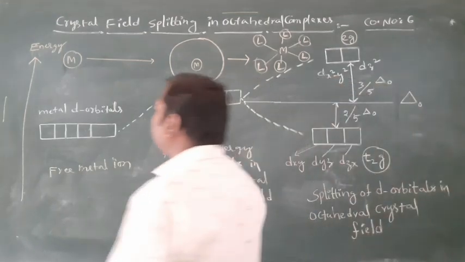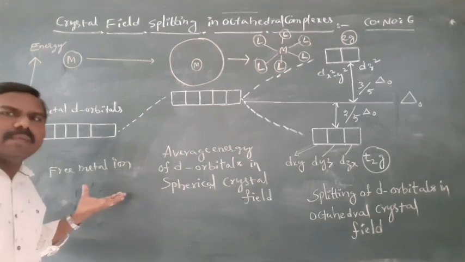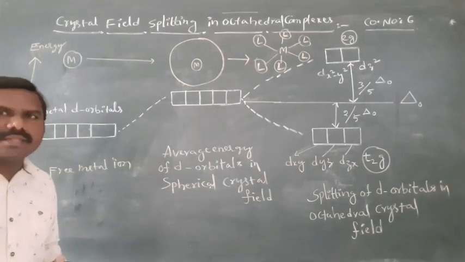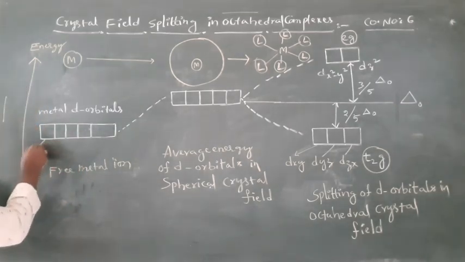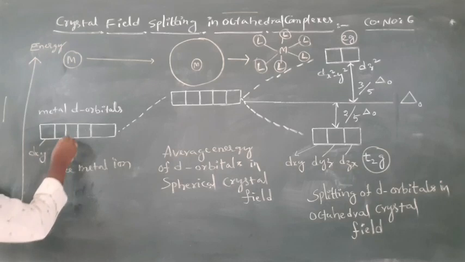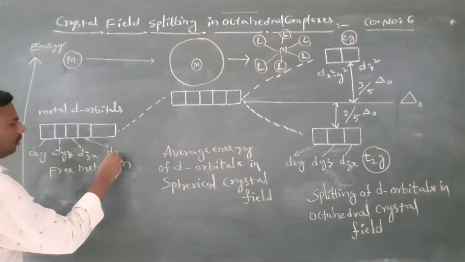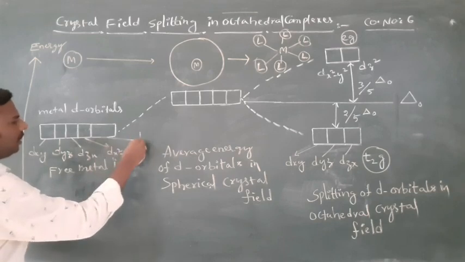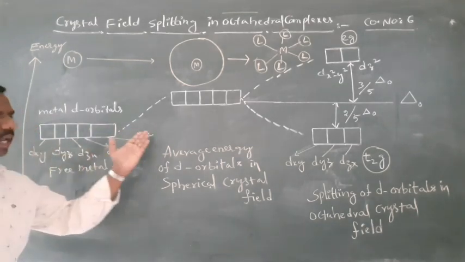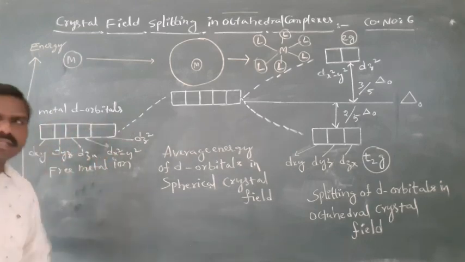Okay, now in the beginning, it is a metal atom or ion. It is a free metal atom. In the beginning, no ligand. The 5 d orbitals: dxy, dyz, dzx, dx square minus y square, dz square. These are the 5 orbitals. All have the same energy. Same energy means degenerate orbitals.